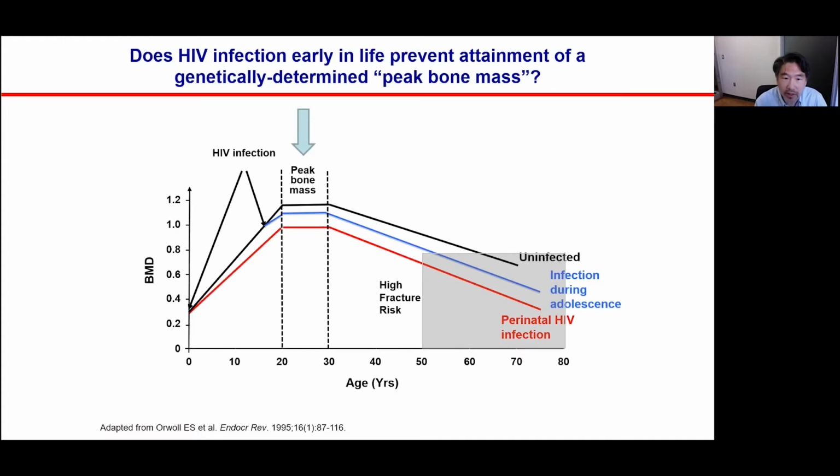Next, we wanted to see whether or not early-life infection, either perinatally or during adolescence, prevented the attainment of a genetically determined peak bone mass. The greatest amount of bone mass that all of us have is attained sometime between your 20s and 30s. And after that, there's a steady decline, which accelerates in older age, after age 50. And so for this next investigation, we wanted to know whether or not children who were infected perinatally or during adolescence had lower peak bone mass at an age of 20 to 30.